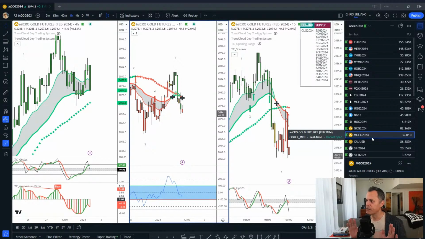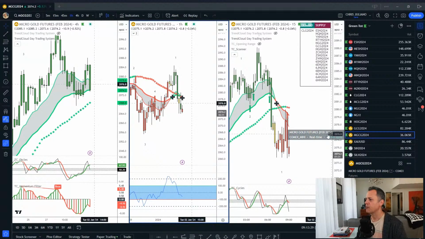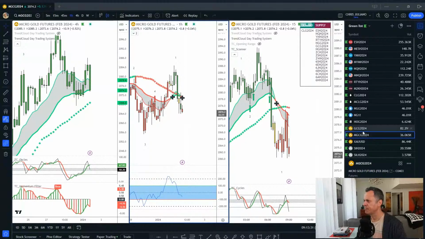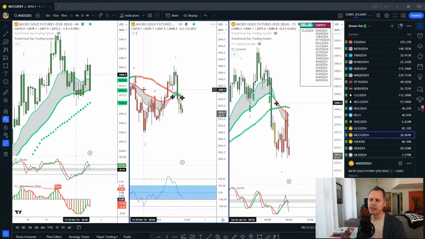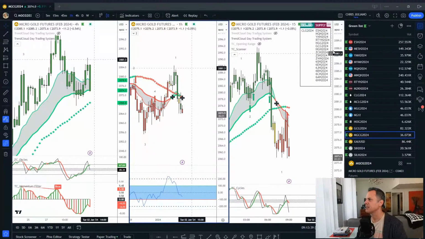Okay, I don't want you guys trading full contracts unless you have like a $60,000 account or something like that. So, micro gold. These are the best instruments. If you want to build a small account, this is it.